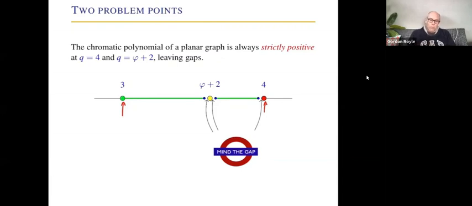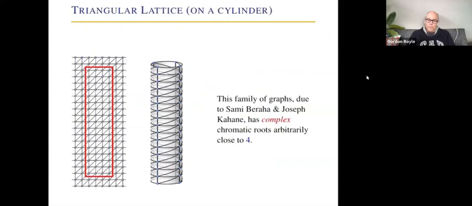Okay, so what we're going to talk about now is how to fill in these gaps. Here's a picture of a lattice. This is an infinite triangular lattice. Well, it's not infinite at the moment, but imagine it going infinite. And what I've done is I've cut out a strip of this lattice of width 4, and I've wrapped it around a cylinder so that the left side connects to the right side. So this is a planar graph.